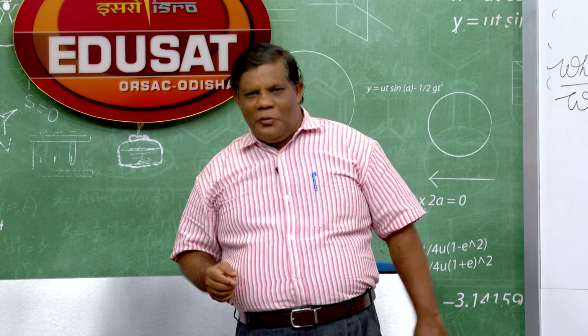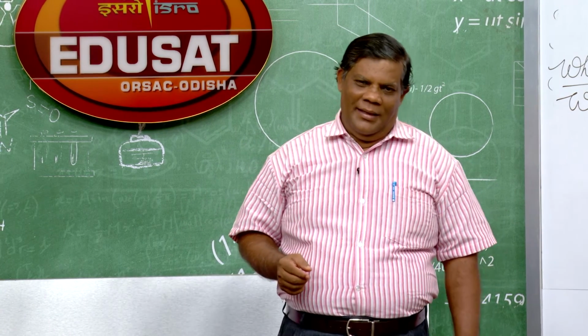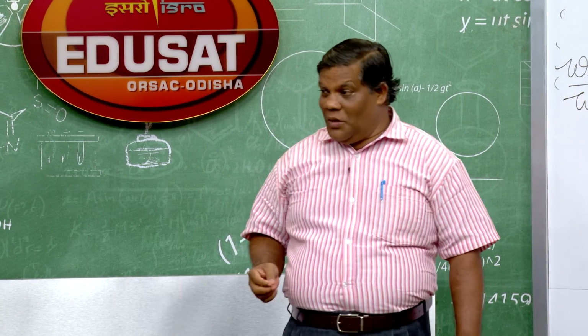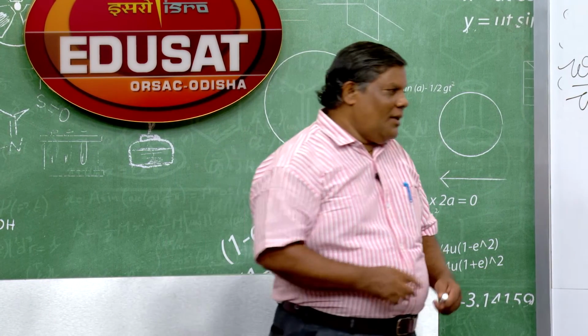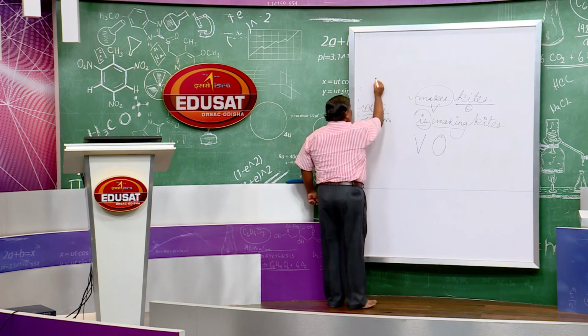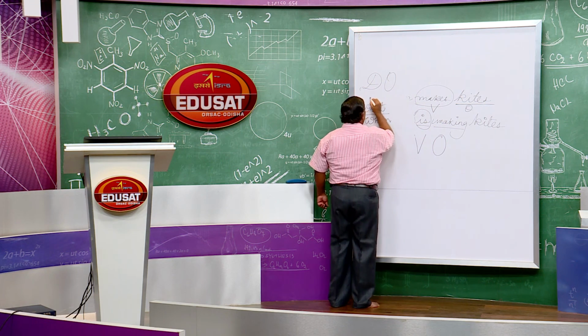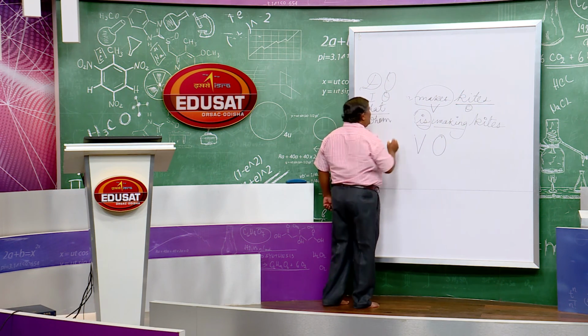So, we have two kinds of objects actually in English. In English grammar, we have two kinds of object. One is direct object, DO, and another is IO, indirect object.